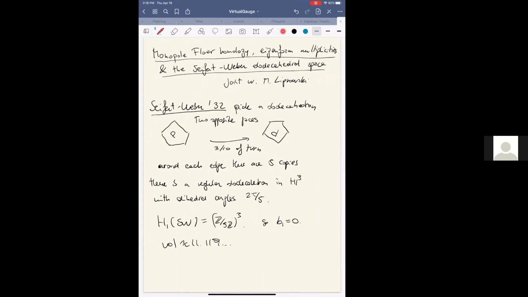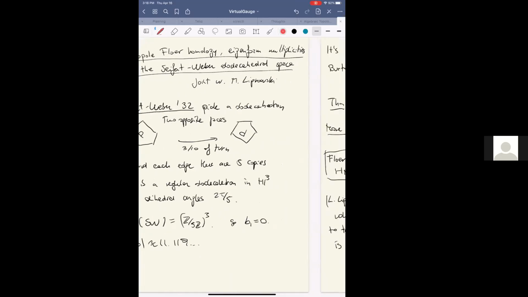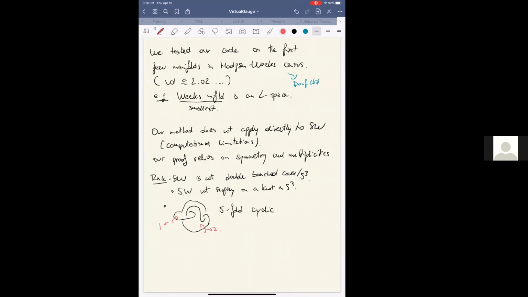Got it. So the fact that it's not a branched double cover of a knot will come up later, and it's because we really understand well the isometry group, and it's a very big group. In particular, it has order 5 and order 2 elements. So that will play an important part in our work.